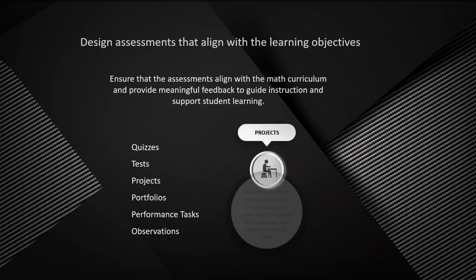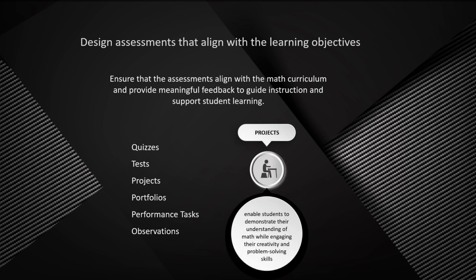Design assessments that align with the learning objectives. Develop a range of formative and summative assessments to measure student progress and achievement of learning objectives in primary school math. Assessments can include quizzes, tests, projects, observations, and hands-on activities. Ensure that the assessments align with the math curriculum and provide meaningful feedback to guide instruction and support student learning.